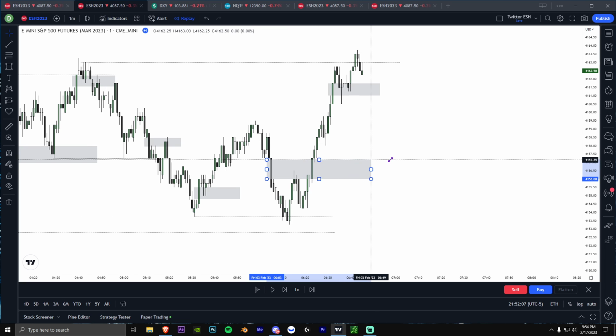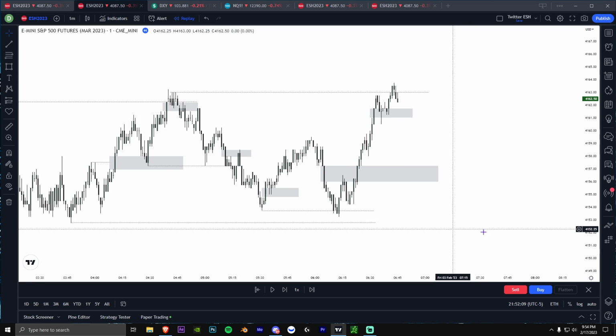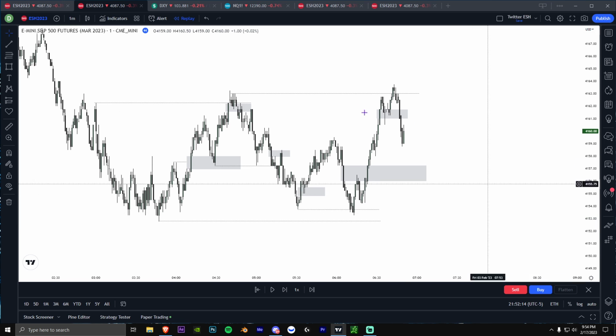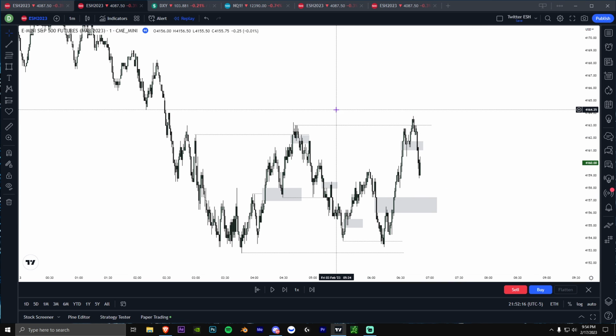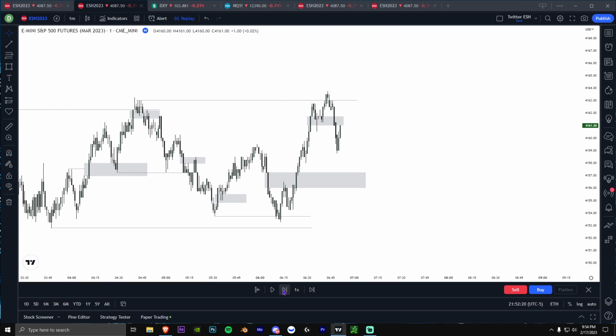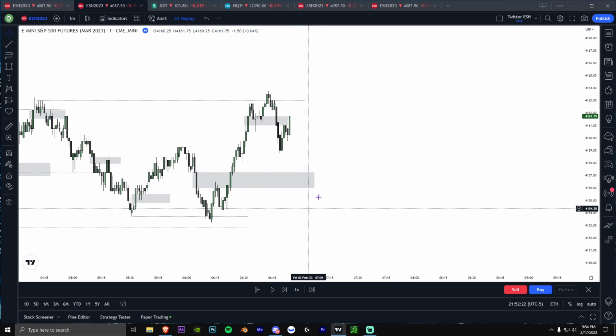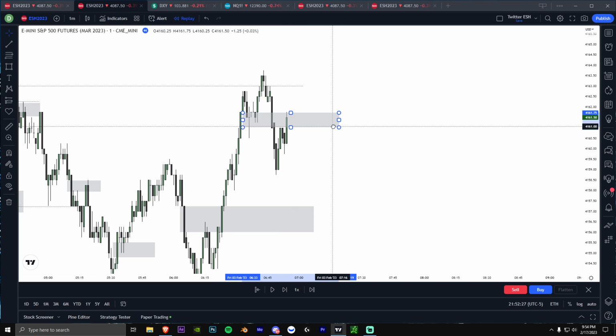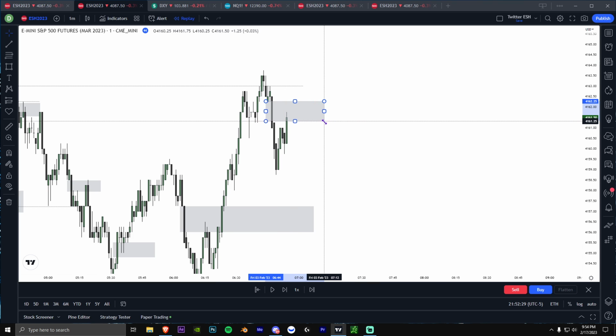Yeah, this would have been a nice inversion for me. I get to long. So now that we swept these highs again, I'd probably be re-looking for shorts. That's just me. Okay, would you short this? Right here.